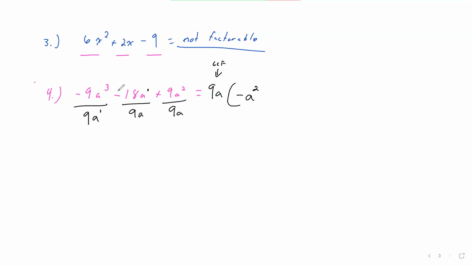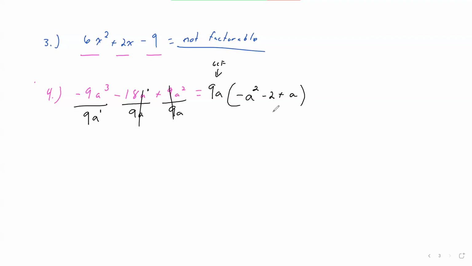And then I keep going. So the negative 18 divided by 9 would be negative 2. A divided by a would be nothing, they actually cancel. So then I have a plus. 9 divided by 9 is 1. And then a squared divided by a would just be a.